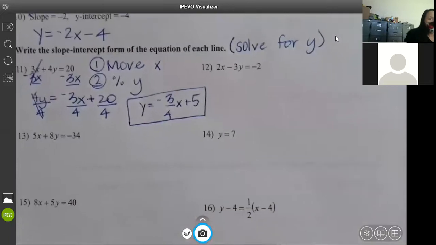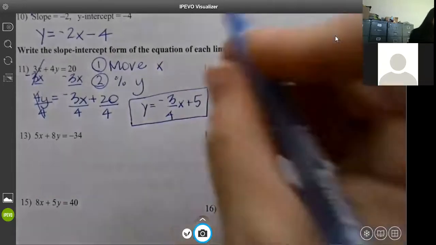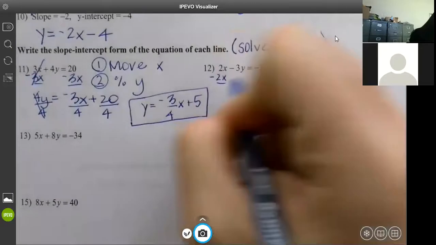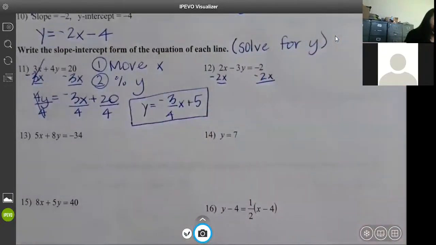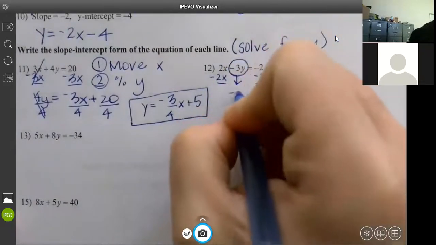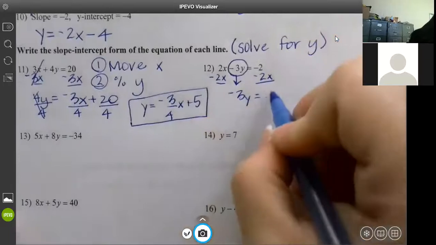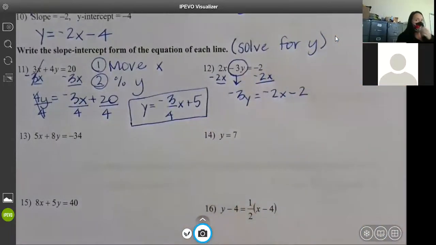All right, number 12, what's my first step? What do I need to do? How do I move a plus 2x? Remember, that one's always subtract or add, never a divide or anything like that. Bring down what you see, which is a negative 3y. Write your negative 2x first, and then it's a minus 2.